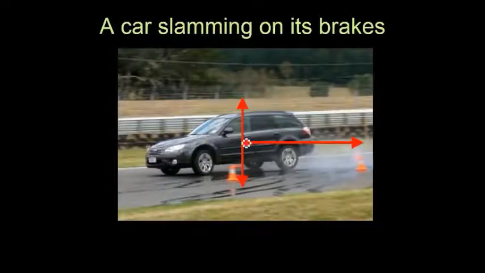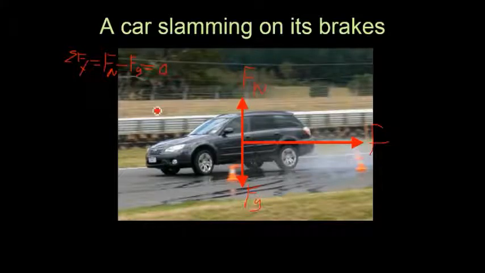Here's a car slamming on its brakes. I already got the arrows in there. Okay, so this is friction. This is normal force, right? This is gravity. All right, and we see that if we sum up all the forces in the y direction, that's going to be the normal force minus the gravity force. So you can see the pattern coming on here. And that is going to be equal to 0. There's no extra force. It's no unbalanced up and down.